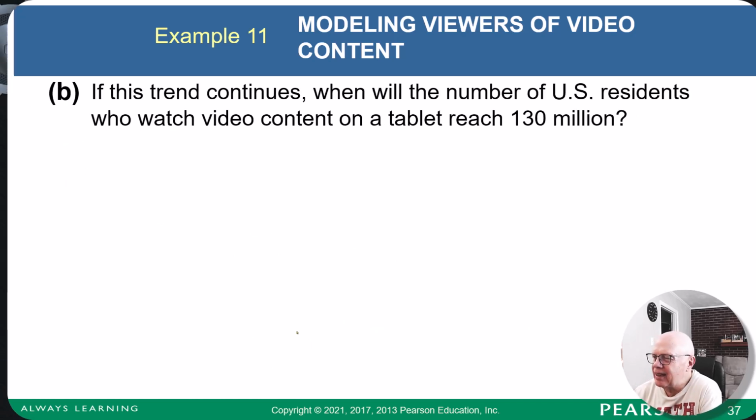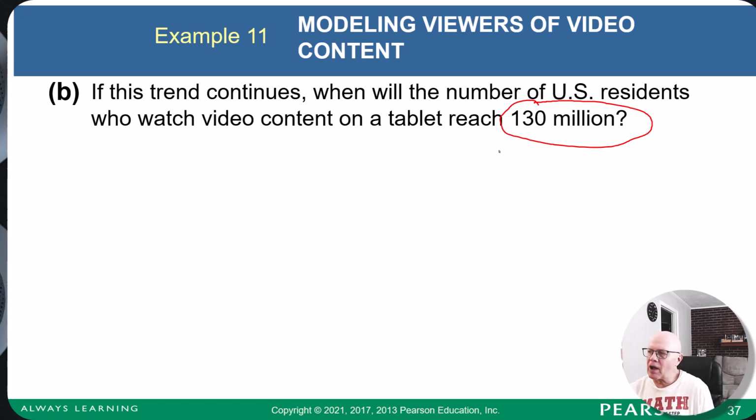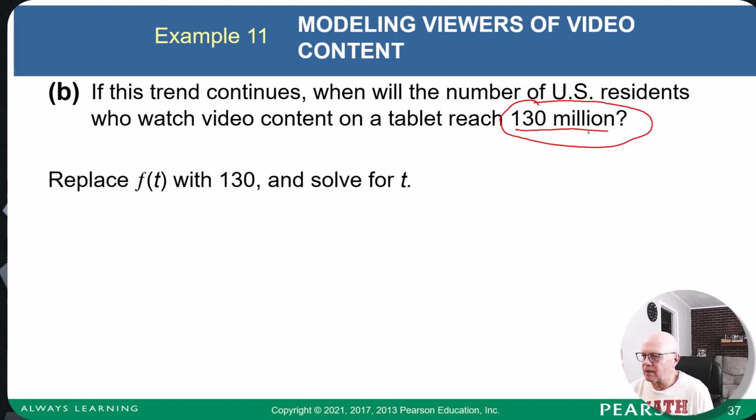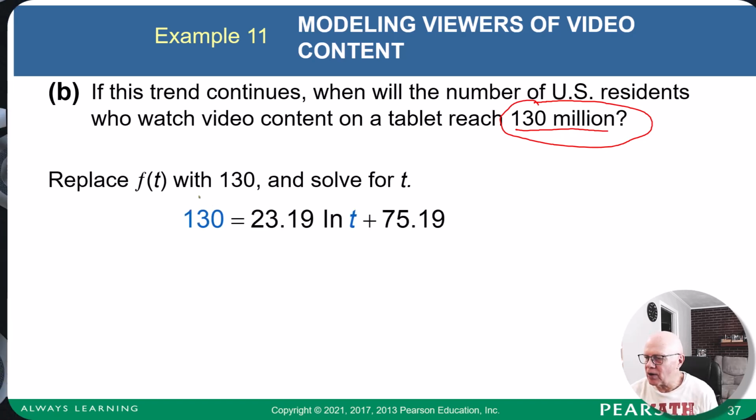What if we take it the other way? When will we get to, maybe this is some kind of magic number for us, 130 million, when something special happens perhaps. So how can we find the year that we get to 130 million? Well, that means f of t is 130. Solve for t.